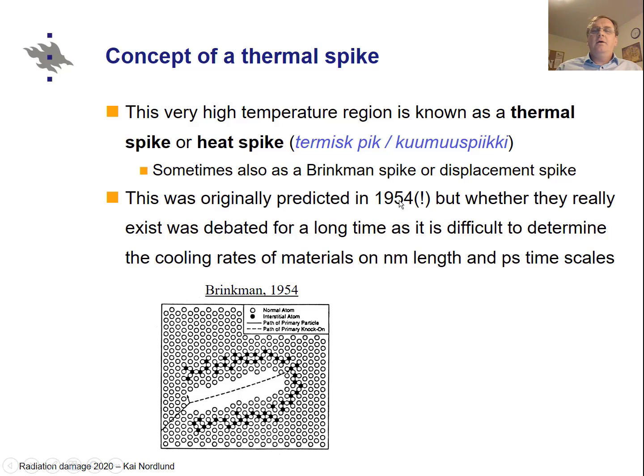Well, all this leads to the concept of a thermal spike or heat spike, and I mentioned this already several times. But now I'll explain a little bit more what that heat spike means. So it means this hot region. The interesting thing is that it was first predicted in 1954, when of course the molecular dynamics method was not even invented, but Brinkman back then had an idea that when you have a high energy ion, it will kick out atoms and put interstitial atoms far away, so you will have an underdense region in the center and an overdense region around it, and this started the discussion of so-called Brinkman spikes or heat spikes.